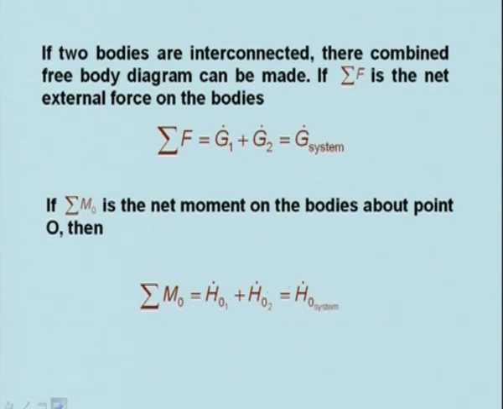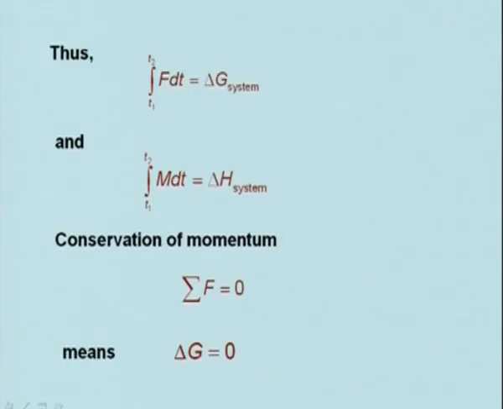So, about the whole system. And similarly, the integral from T1 to T2 of F dt is equal to delta G of the system, and similarly we can have the integral from T1 to T2 of M dt is equal to delta H of the system. So, the combined equations for the system we can write.